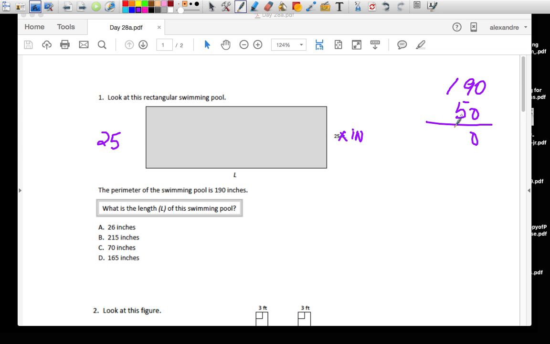Let's see, 190 minus 50 is 140. So the top and the bottom side added together is 140. Because I know they're the same, if I divide 140 by 2, this definitely has to be 70, and this definitely has to be 70. 70 plus 70 plus 25 plus 25 will give me 190 inches. Okay, correct answer, C.